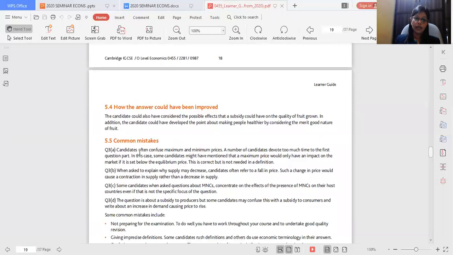Common mistakes. Candidates often confuse maximum and minimum price. A number of candidates devote too much time to the first question. You see, I always say that just don't waste your time. It's just 2 marks, less than 2 minutes.